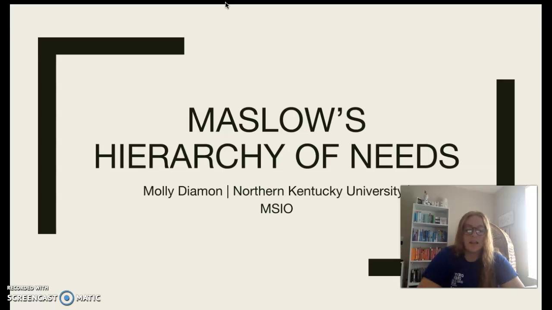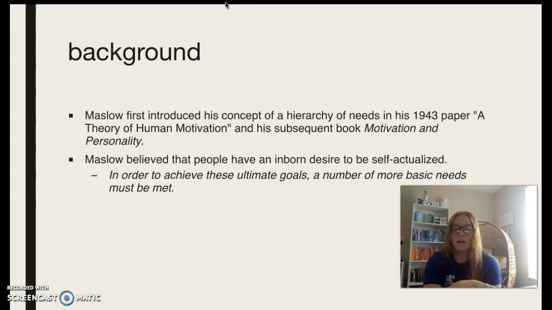Understanding this hierarchy can help you determine whether your needs are met in your workplace, and then also how you can better meet the needs of your team members. So for a brief background, Maslow first introduced this concept of a hierarchy of needs in his 1943 paper, A Theory of Human Motivation, and his subsequent book, Motivation and Personality.